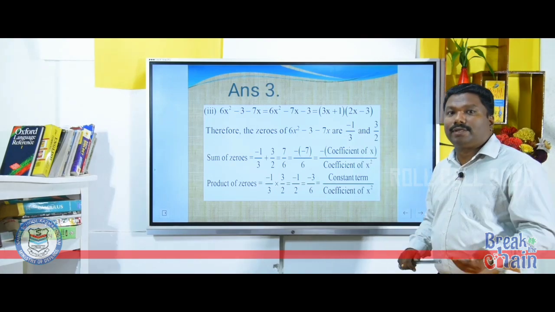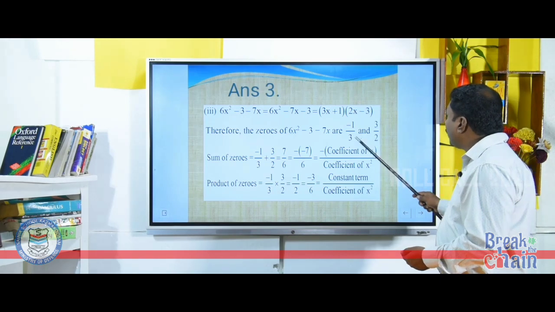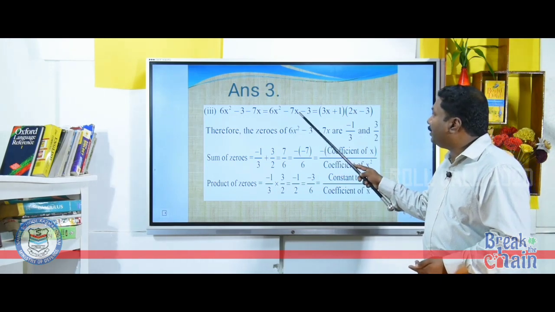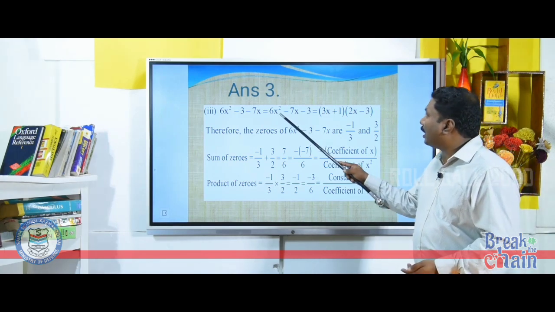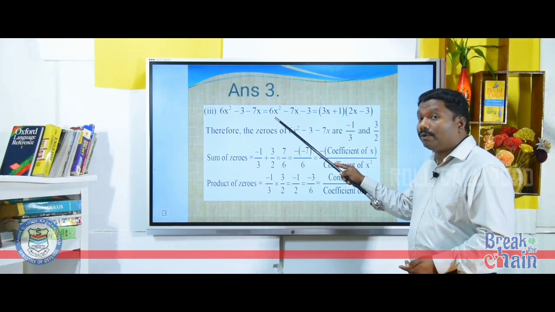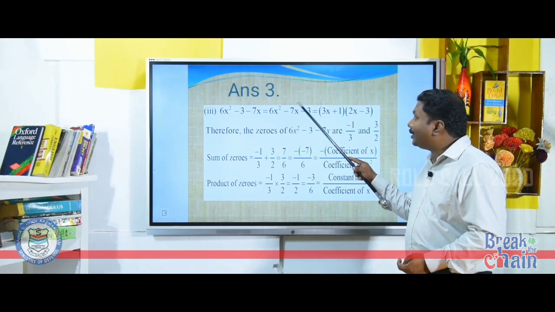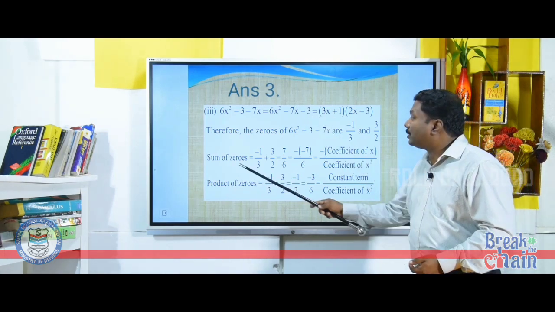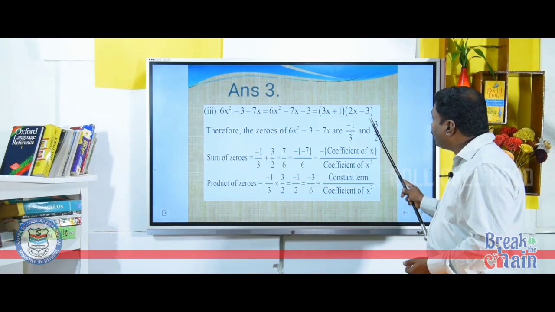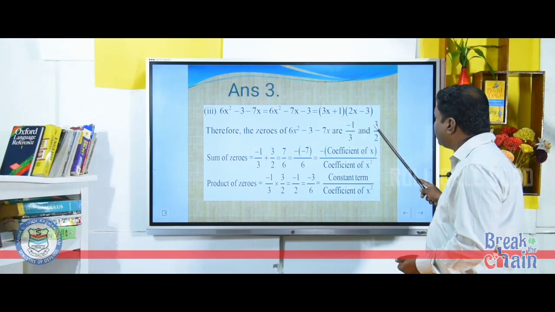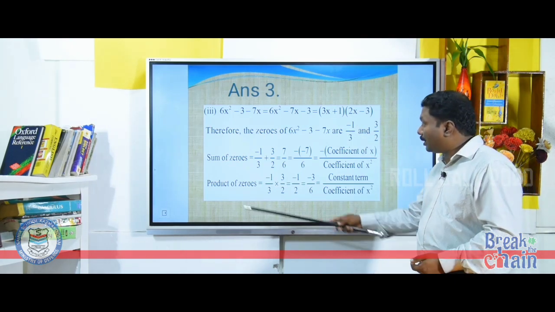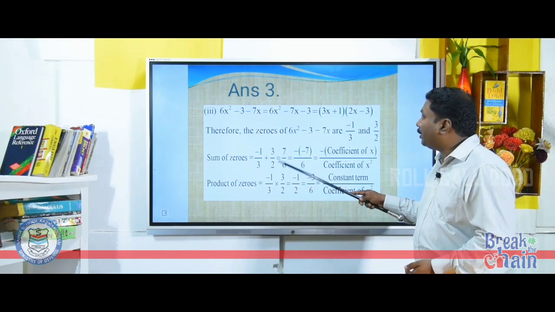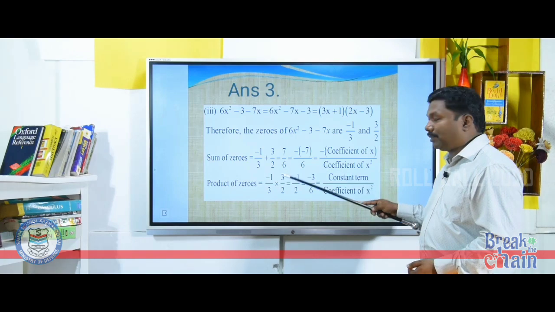Now, we can verify the relation between these zeros, alpha and beta, and the coefficients a, b, c. Here the coefficients are a equals 6, b equals minus 7 and c equals minus 3. Now, sum of the zeros. The zeros alpha, beta are minus 1 by 3 and 3 by 2. Sum of the zeros: minus 1 by 3 plus 3 by 2, that means 7 by 6.